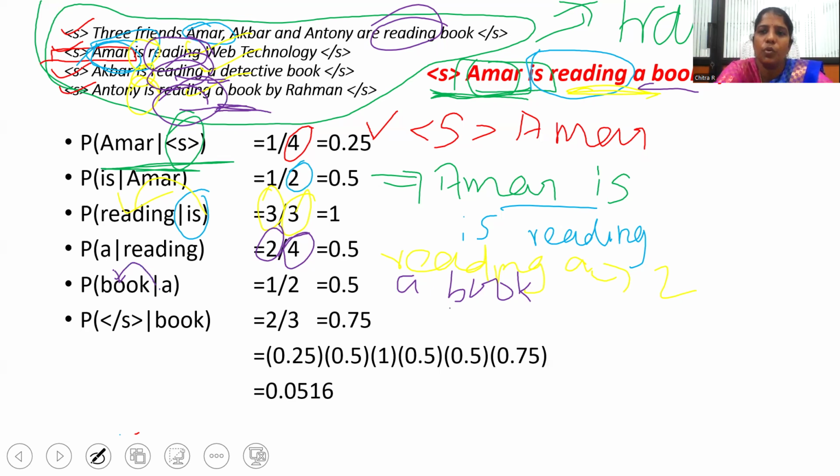Then the last one is book and end symbol. So probability of end symbol by book. We know the probability of book: how many times is book available? 3 times book is there, 1, 2, and 3. And book followed by the end symbol, the count is 2. So 2 by 3 is 0.75. Now multiply all these values, you will get one answer. This is the probability of Amar is reading a book in the particular corpus.